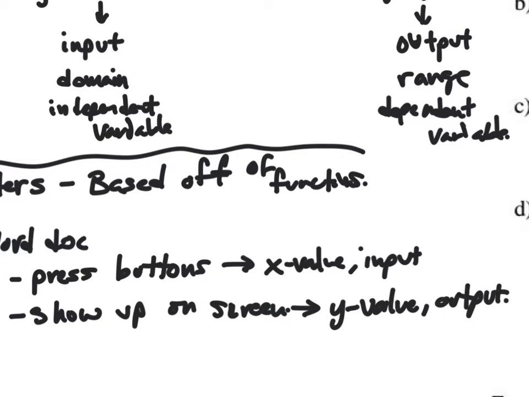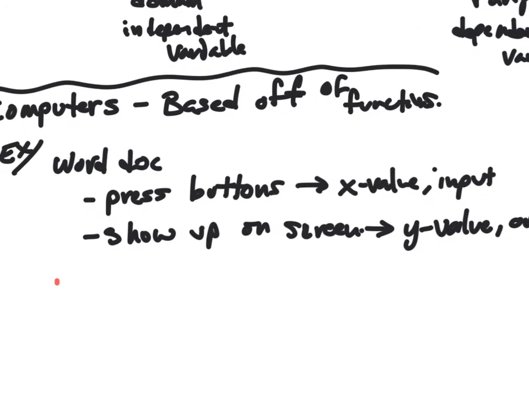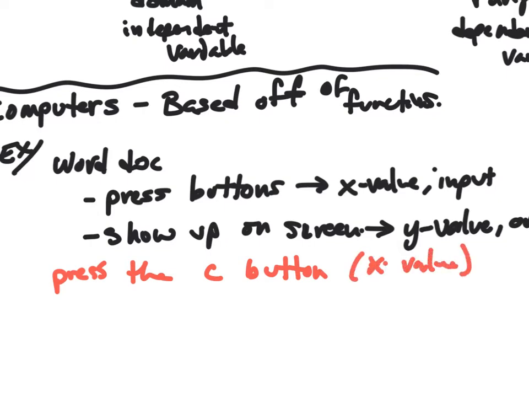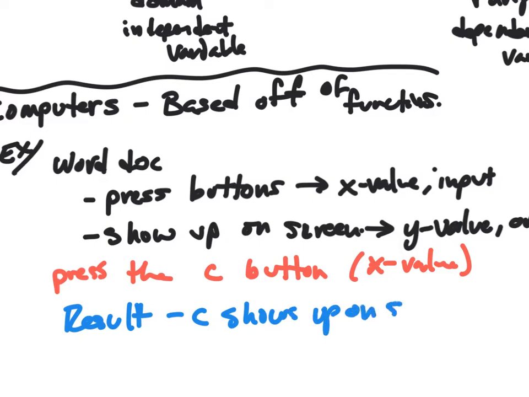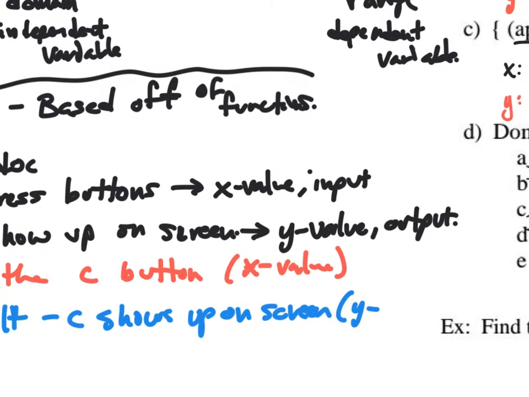So for example, let's say that you press the C button on the computer. That's your X value. Now what happens as a result? The result is that the C shows up on the screen. And that is your Y value. So we program computers to do this.